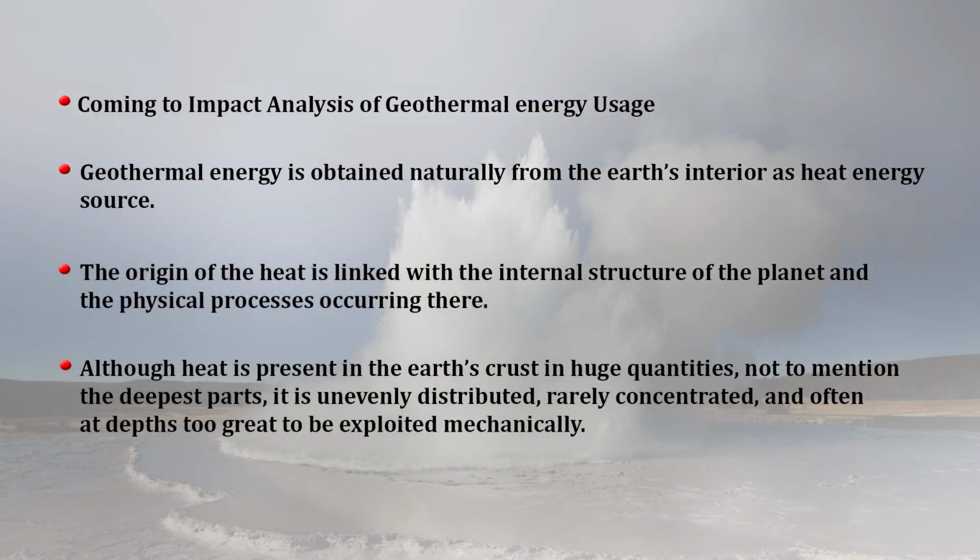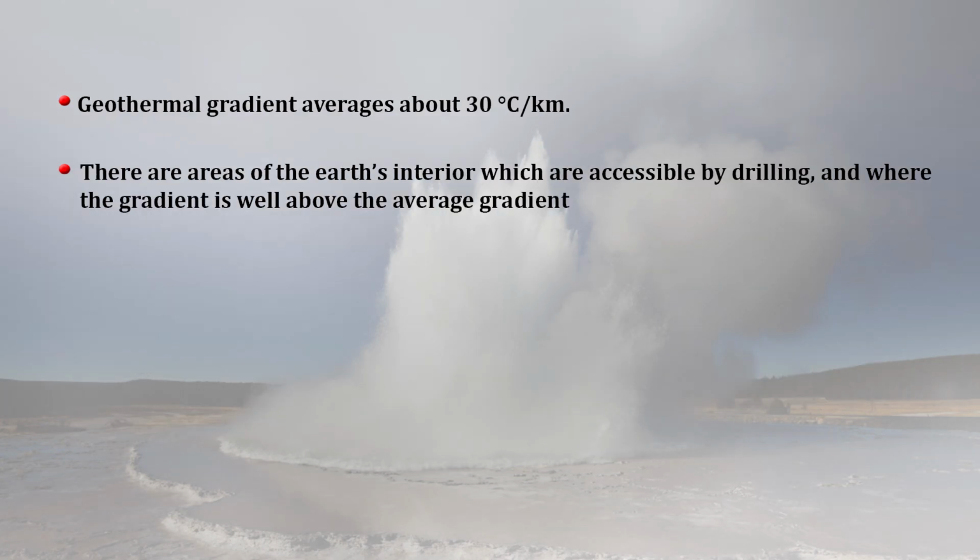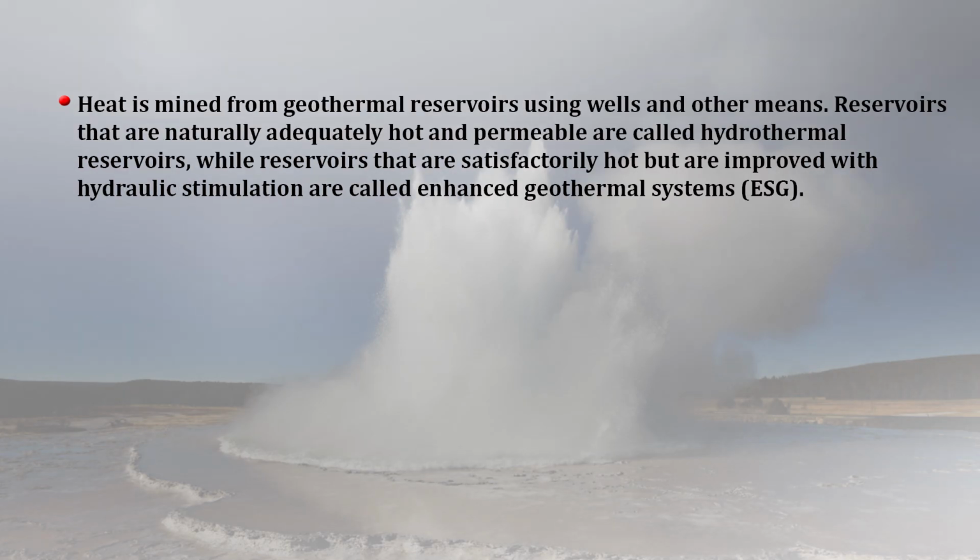The origin of the heat is linked with the internal structure of the planet and the physical processes occurring there. Although heat is present in the earth's crust in huge quantity, not to mention the deepest part, it is unevenly distributed, rarely concentrated and often at depths too great to be exploited mechanically. There are areas of the earth's interior which are accessible by drilling and where the gradient is well above the average gradient. Heat is mined from the geothermal reservoir using wells and other means.